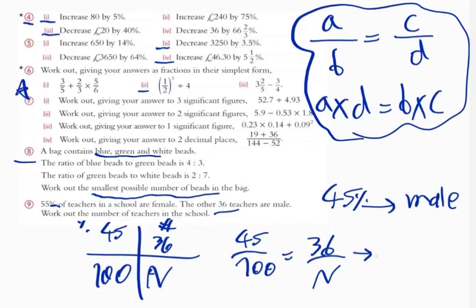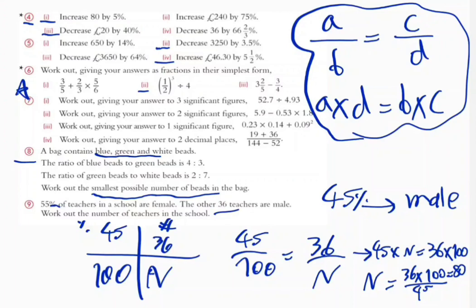By using that, we can write down 45 times n is equal to 36 times 100. And now we can just rearrange this, and we can divide both sides by 45 because this is a simple equation where n is our subject. So n is equal to 36 times 100 divided by 45, which is equal to 80. So the total number of teachers at this school is 80.